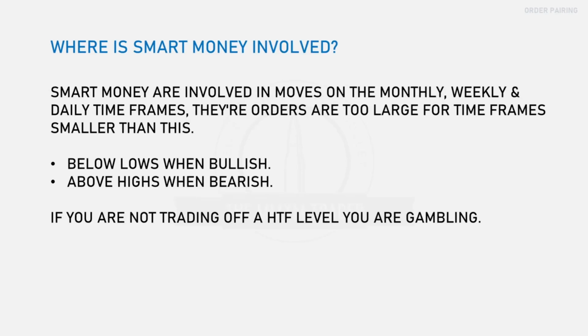So where is smart money involved, right? Smart money is involved in moves on the monthly, weekly and daily time frames. No time frame lower than these do they get involved, because their orders are simply too large for these time frames. So when they are bullish, they accumulate their orders below old lows, and when they are bearish, they will accumulate their sells above old highs. If you are not trading off a higher time frame level, you are gambling.